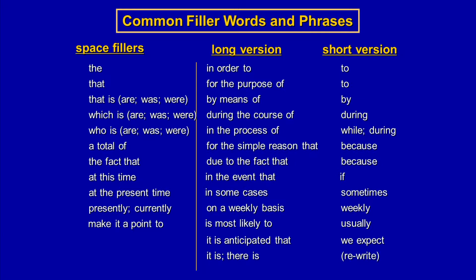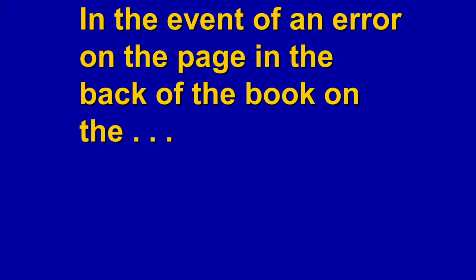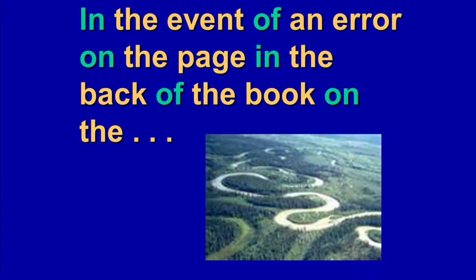Cruising through these lists can be unsettling, can it? You may want to look over those lists more leisurely. If so, you'll find them and others on page 32 of the textbook. Another impediment to streamlined writing is a string of prepositional phrases. In the event of an error on the page, in the back of the book, on the... To a reader, that kind of sentence feels like driving on this road.